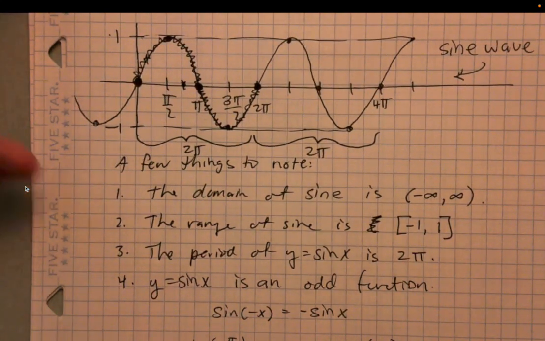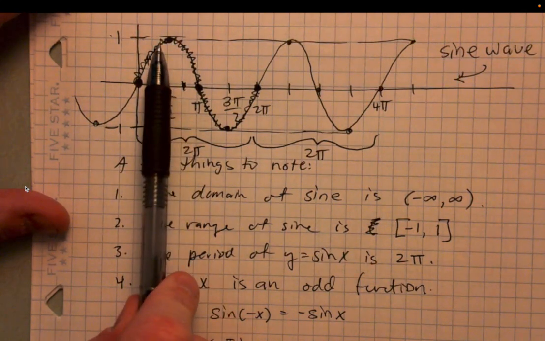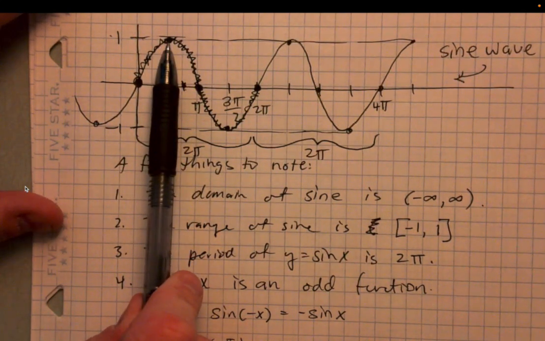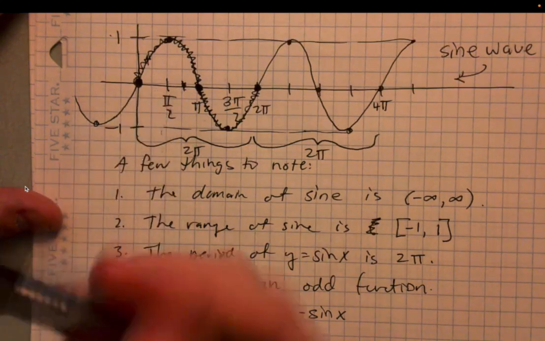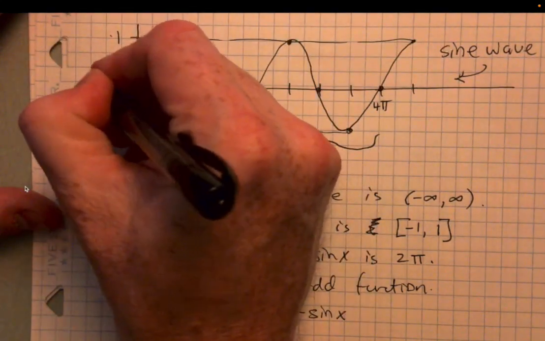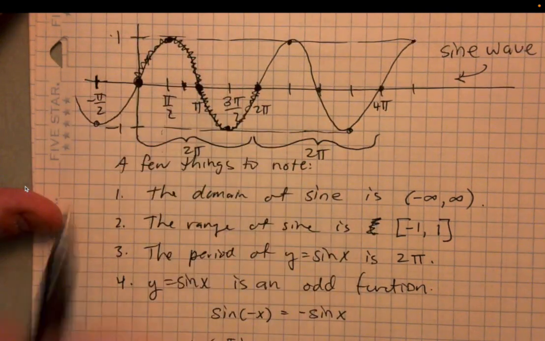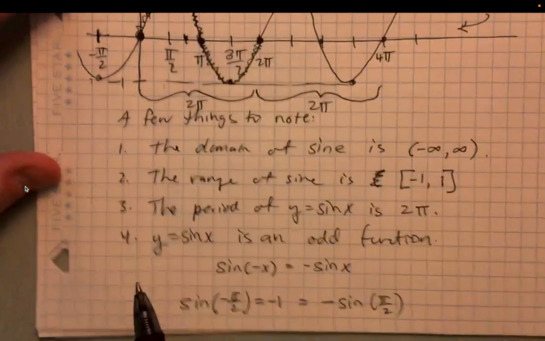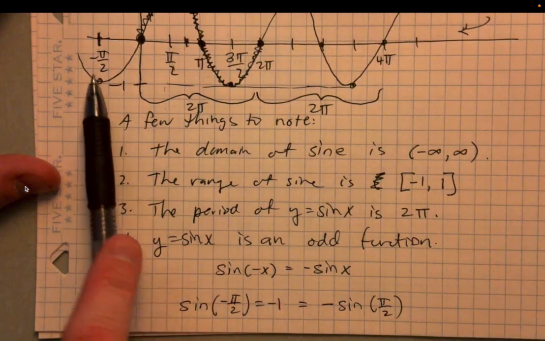Okay, now so here's sine of pi over 2. You can see that it's equal to +1. Now where would sine of negative pi over 2 be? Well, it'd be right here actually, wouldn't it? This is negative pi over 2. And the value there is -1, right? And so that's what we're saying here. Sine of negative pi over 2 is -1.